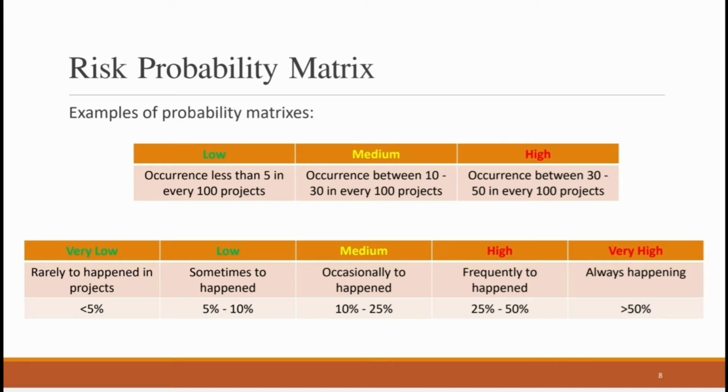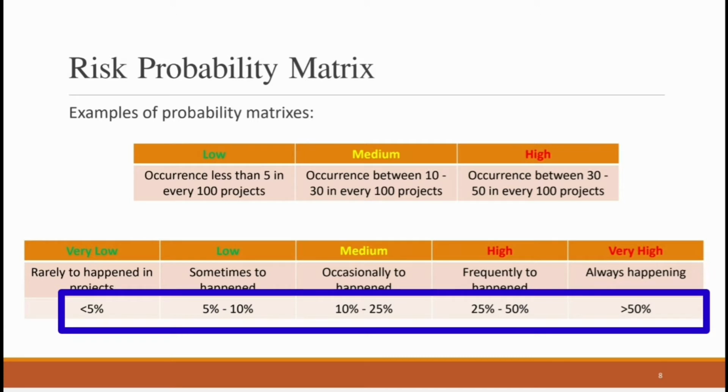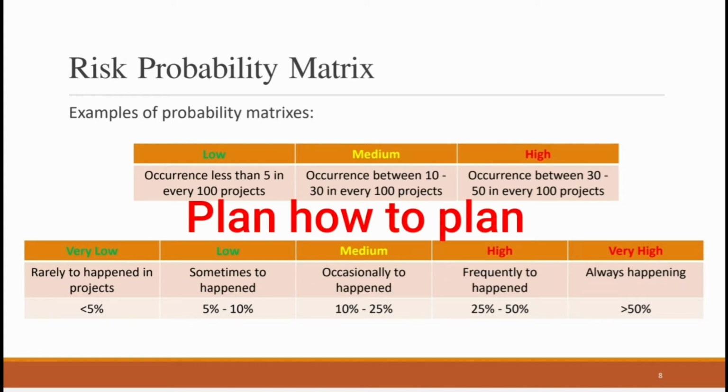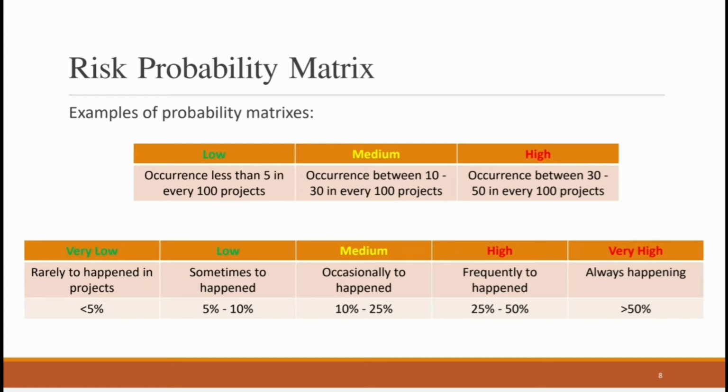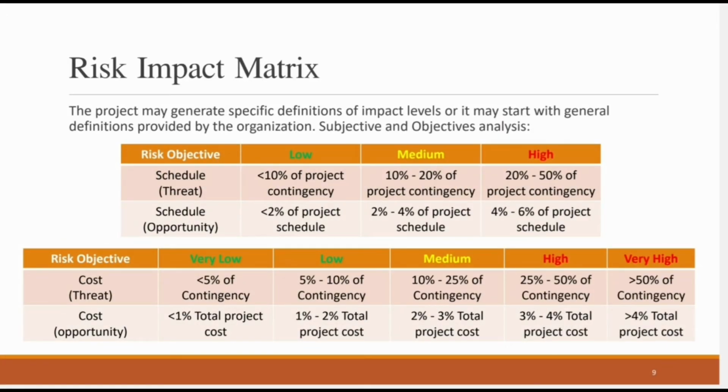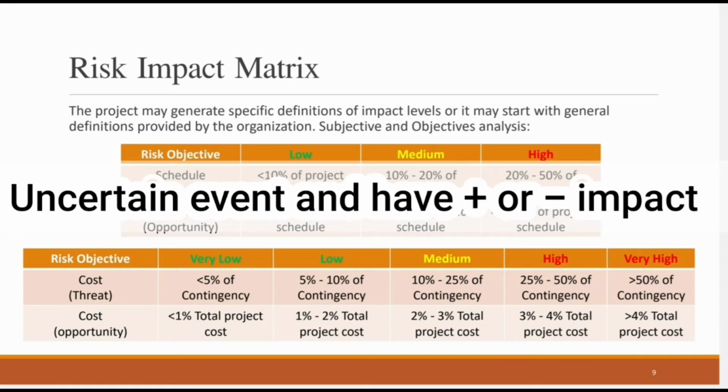And we can also express it as less than 5%, 5 to 10%, 10 to 25%, 25 to 50%, and more than 50%, and that's going to be from very low to very high. This is what the project manager is doing: he's planning how he will be working later on. So he is developing the probability matrix in order to be able to use it once he starts performing qualitative risk analysis and quantitative risk analysis for his project later on, which is going to be part of the planning anyways. Risk as a definition is the probability to happen in the project. It's an event. It might or might not happen within the project. And if it happens in the project, it will have a positive or negative impact on my project.